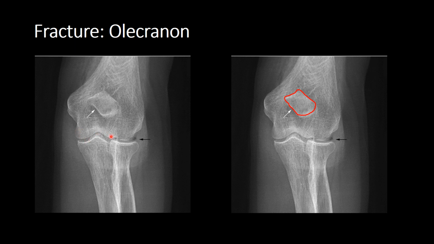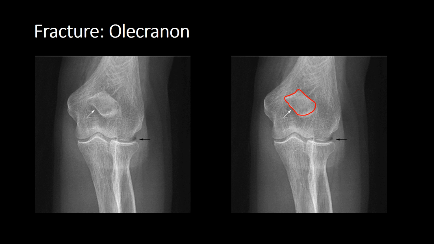The trochlear and the capitulum have the coronoid and olecranon fossa situated above them, and this area of increased lucency is no longer visible, indicating that this bone fragment has migrated to superimpose over that region.